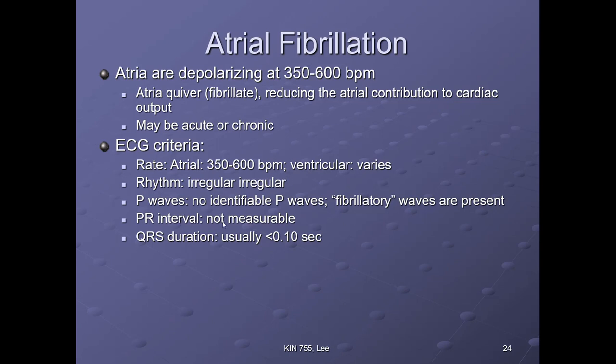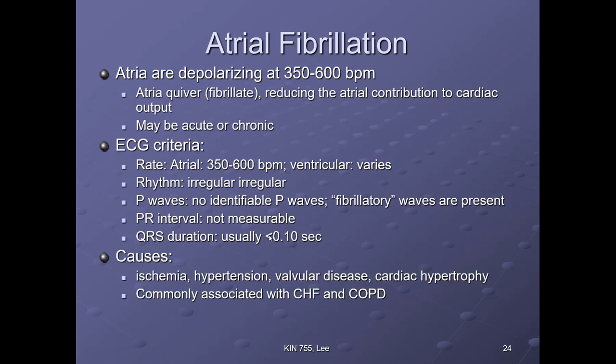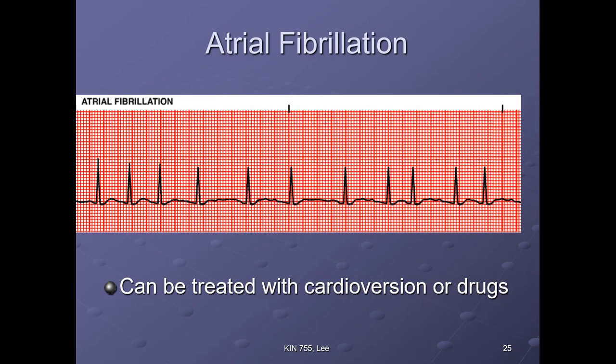As far as the P waves, you don't really see them. The little jagged line is just going to be called fibrillatory waves. You're not going to be able to measure the PR. QRS is going to look somewhat normal, believe it or not. The cause is very similar to what we saw for atrial flutter. And if you look here, you can see it. You just see a jagged line with these QRSs interspersed.